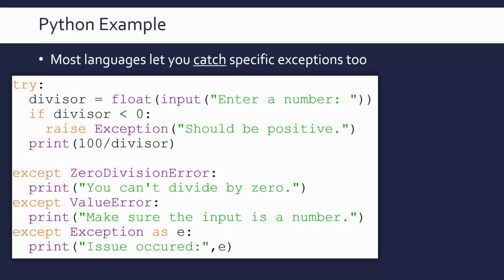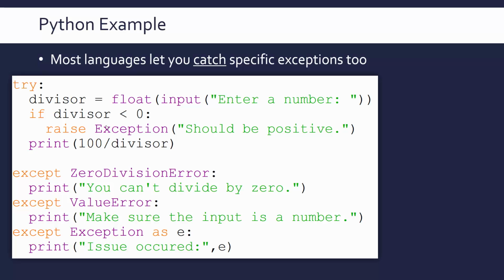So most languages let you catch specific exceptions too and customize what you are going to do when you have that exception. The word catch is another word used here for the except block. If you catch an exception, you are handling it and you're jumping to your handler to do that. So here I've got three except blocks with specific names. So if I typed in zero, it would jump to the zero division error block and give a customized message for that.